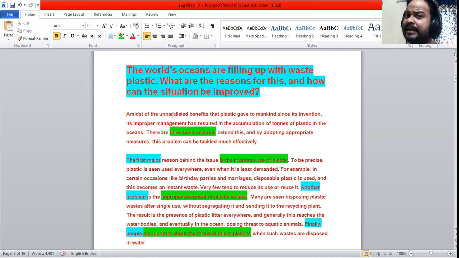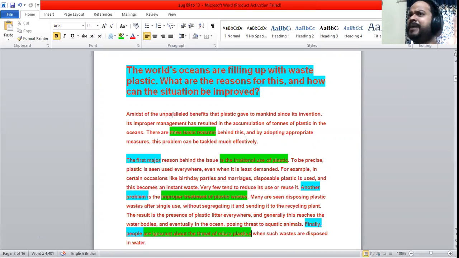But nobody can ignore this. These are basic reasons. Number one is unwise use of plastic. No one can deny that. Number two is improper treatment of plastic. You are not recycling it properly. You are not segregating it and sending it to the recycling plant. You are not incinerating it scientifically. So no one can deny that.